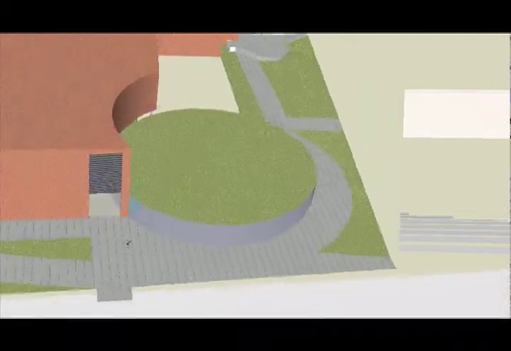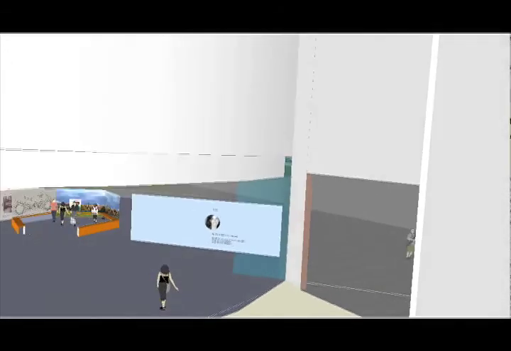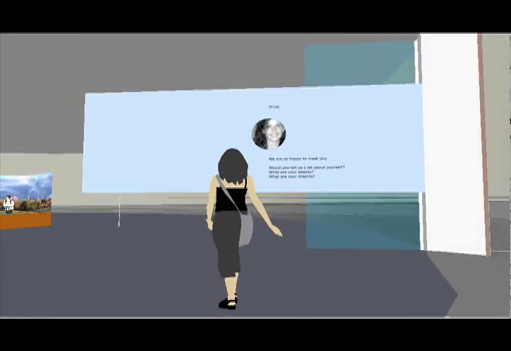Here's an incoming freshman at the threshold of the new center. She's just picked up her ID card, and she's interacting with some way cool immersive computing technologies some of my students developed this year. Hi, Liz. We are so happy to meet you. Tell us about yourself. What are your talents? What are your dreams?